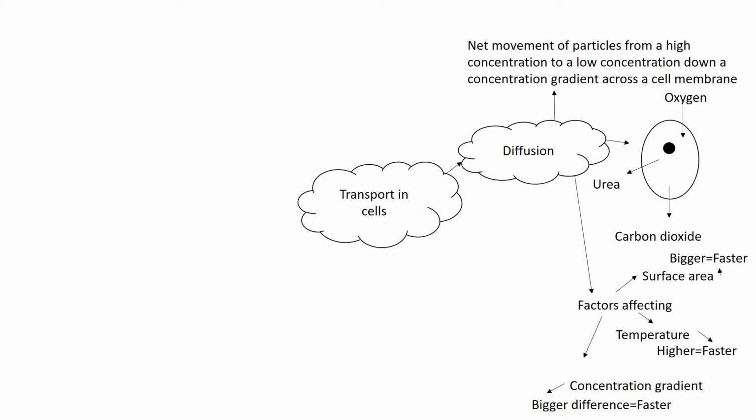The bigger the surface area, the faster it is. I've got temperature. The higher the temperature, the faster it is. And I've got the concentration gradient. The bigger the difference, the faster it is. So if you want to add to that why that is, so bigger surface area, so there's more surface for diffusion to happen, or temperature, the particles have more energy and are moving faster. And the concentration gradient, if there's a larger concentration gradient, it will move faster because it's going from high to low.